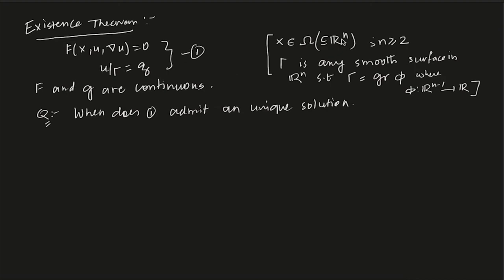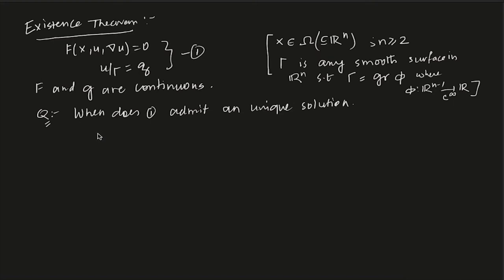This is in Rn. Of course, when it is R2, then essentially gamma is just a graph of some smooth function. Okay, this is a smooth, C infinity function from R to R. Yes, and so the graph of phi, which is gamma, will be a curve in that case. Okay, a smooth curve which lies in R2. Right, and then the usual thing happens, so x is in R2 in that case. Okay, right, now the question is this: when does one admit a unique solution?